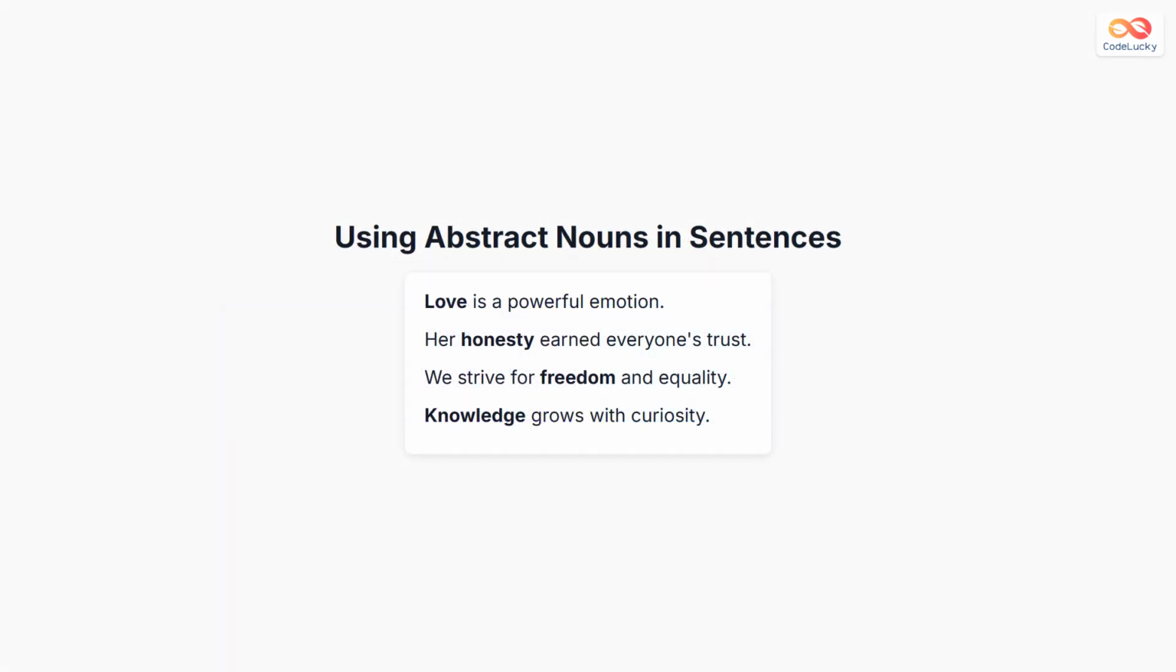You can use abstract nouns in sentences to talk about feelings and ideas. For example, love is a powerful emotion. Her honesty earned everyone's trust. We strive for freedom and equality. Knowledge grows with curiosity.